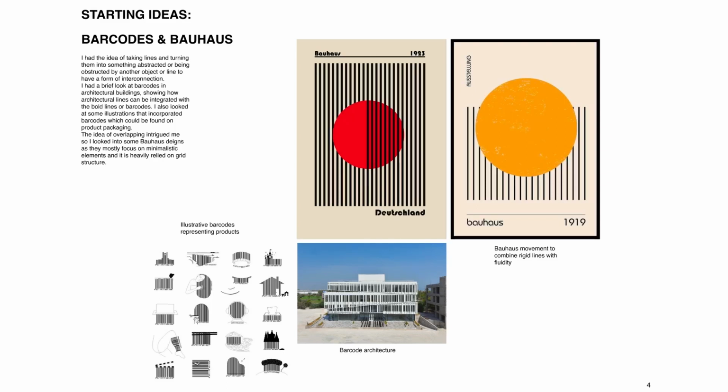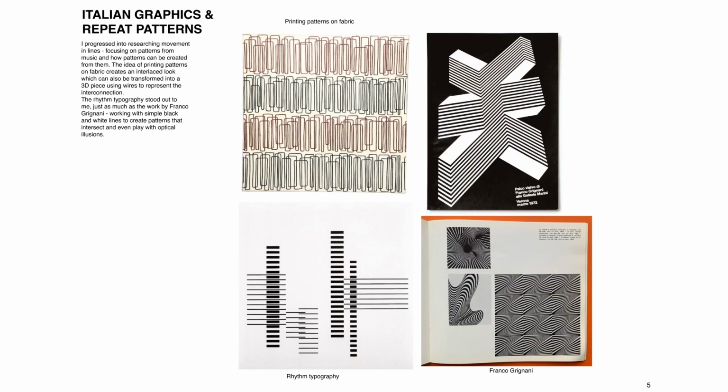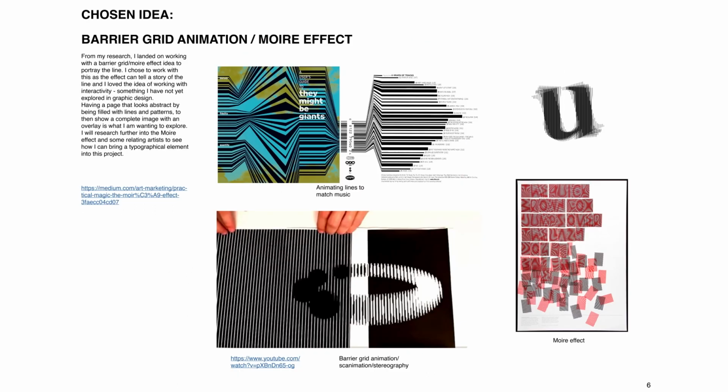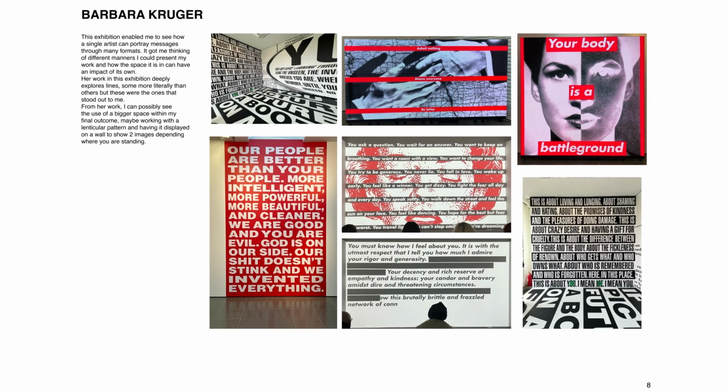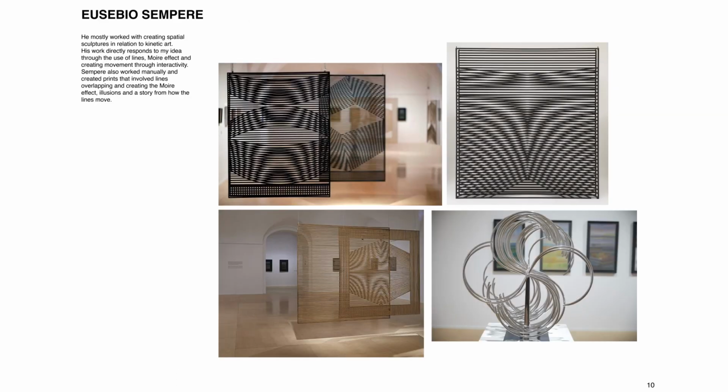For the ISTD project, I chose the line brief. I started by looking at barcodes and the Bauhaus movement as well as repeat patterns. Through this research, I came across the barrier grid animation and moire effect, which led to the idea for this project. For some further research, I looked at Bob Norma, Barbara Kruger, Rafik Anadol, and Eusebio Semperi.